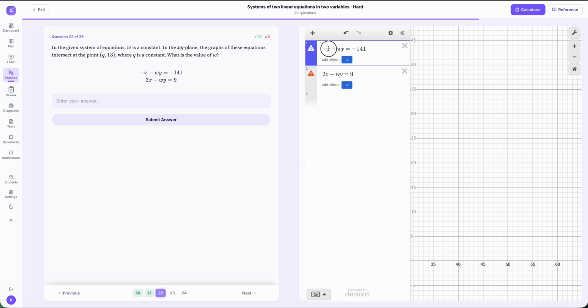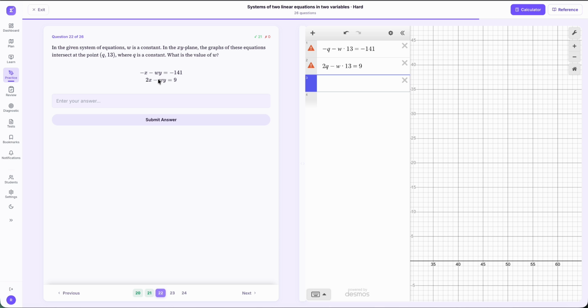So if I do that, it'd look like this. It'd be negative q and then w times 13. And then down here, it'd be 2q minus w times 13 as well, right? Now you have a system and it just has q and w, right? This is good though, right? A system should just have two unknowns. Now we have two unknowns.